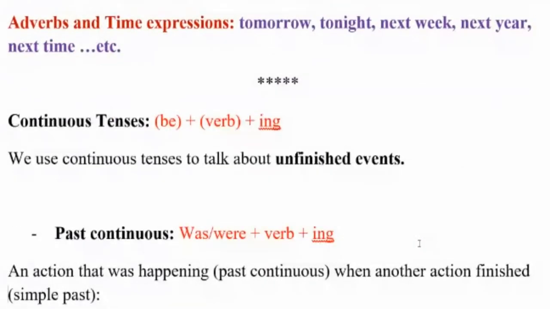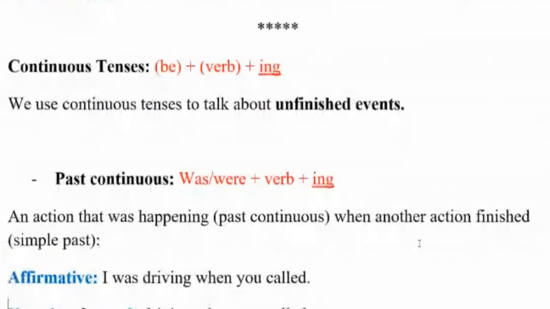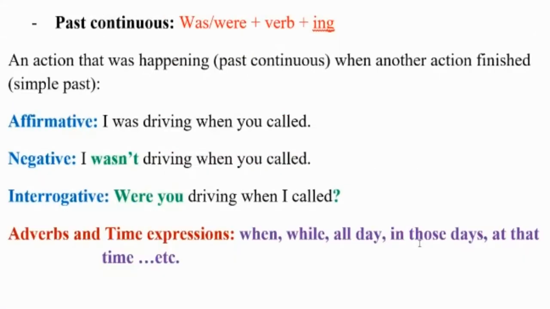Now we move to continuous tenses. And we need actions: one was happening when another action finished. So we have two forms of verb tenses. We have continuous and simple past. Like if we say, when he knocked the door, I was calling someone. Very good. And in the negative form, I wasn't driving when he called. He called, he's already done when he called. I was driving or I wasn't driving.